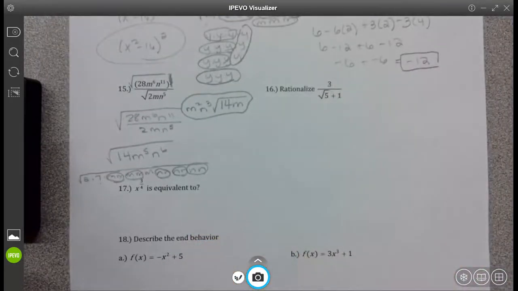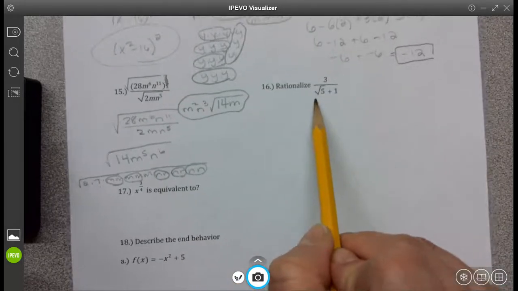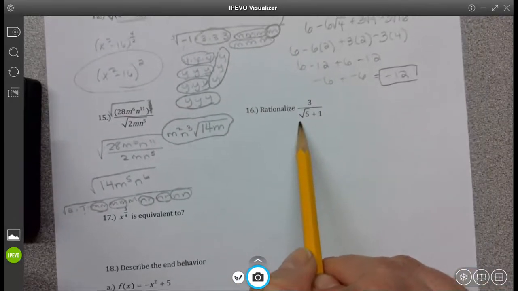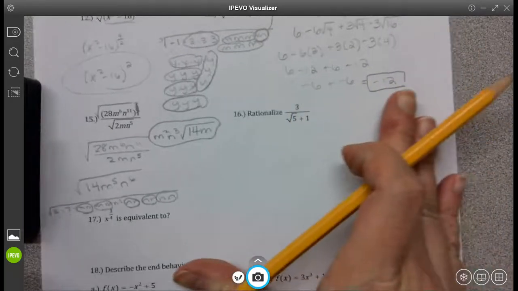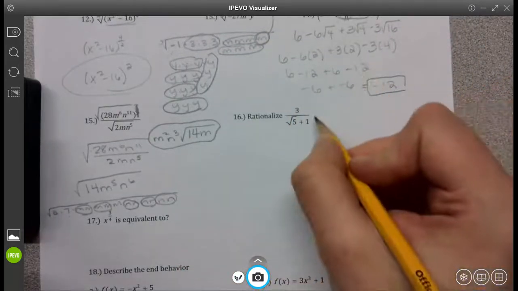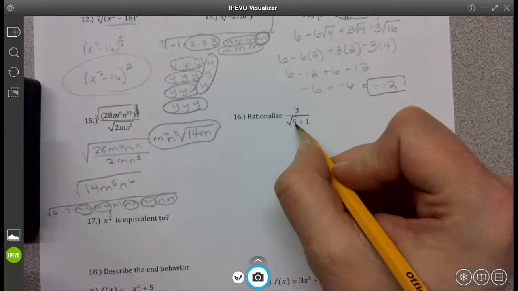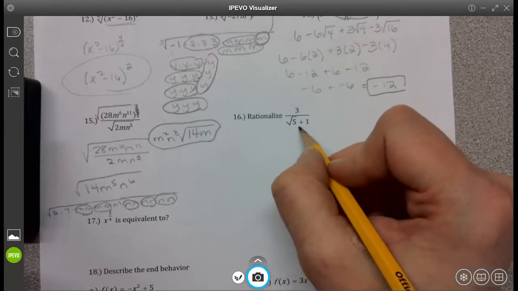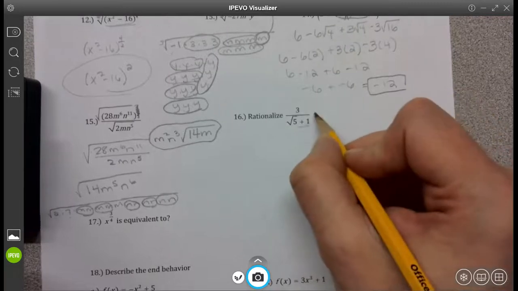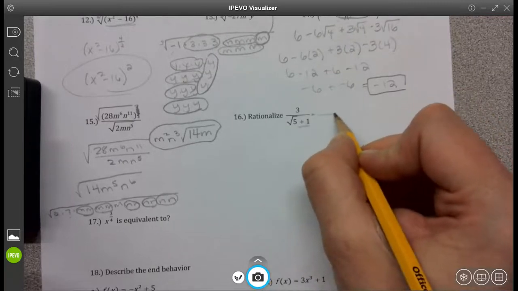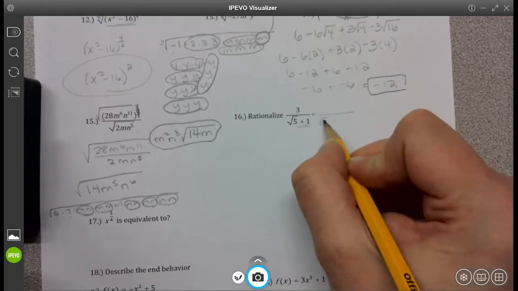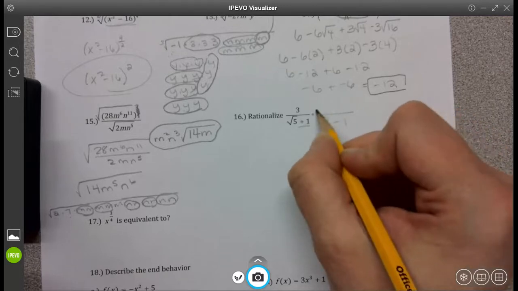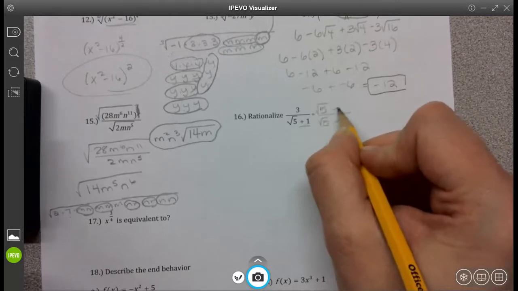16 wants you to rationalize because the denominator is irrational. It's a square root that never ends. So when they want you to rationalize, they want you to get rid of a radical in the denominator. Unfortunately, this is connected to a positive 1. So we need to multiply what's called its conjugate, which is negative root 5 minus 1. And what you do to the bottom, you must do to the top.